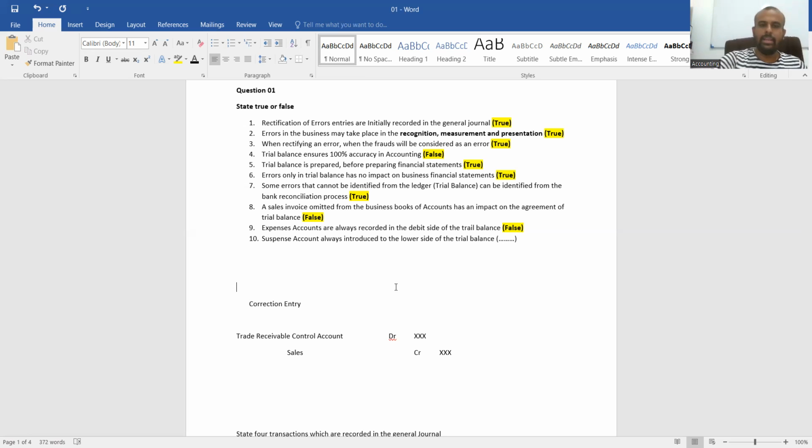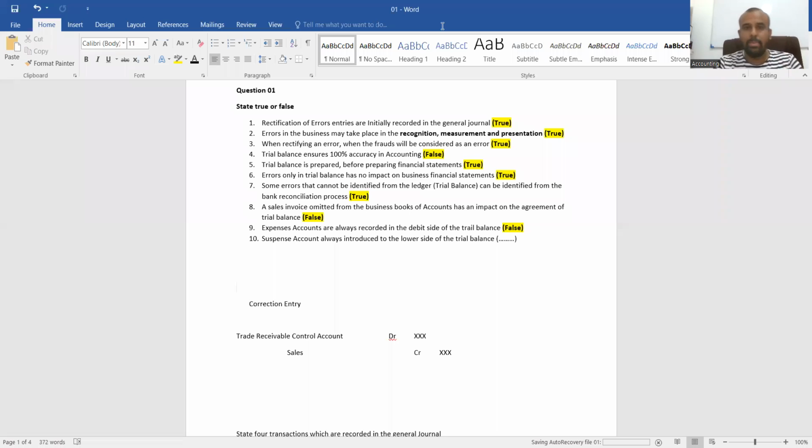Right. Last one. Suspense account is always introduced to the lower side of the trial balance. trial balance එක tally වෙන්නේ නැති වෙලාවට තමයි suspense account එක introduce කරන්නේ. So suspense account එක අපි introduce කරන්නේ මොන side එකටද? Debit side එකටද credit side එකටද? Lower side එකටද higher side එකටද? Higher side එකට නෙමෙයි නේ. Lower side. Higher side එකට introduce කරොත් difference එක තවත් වැඩි වෙනවා නේ.